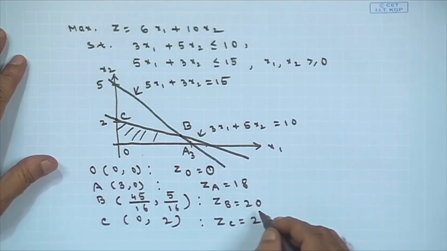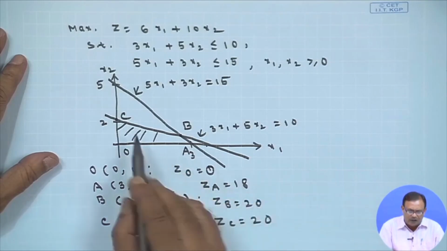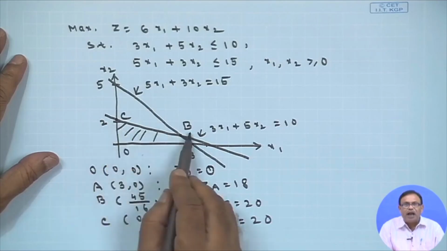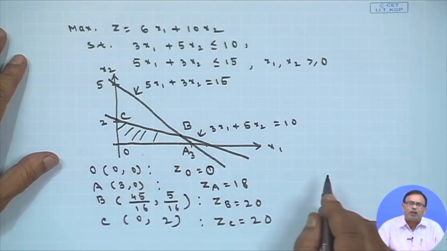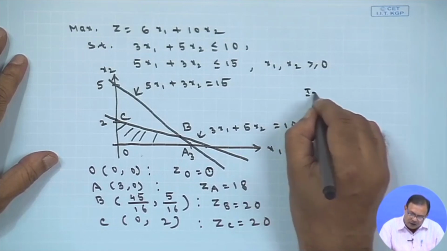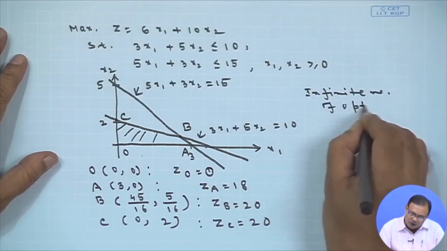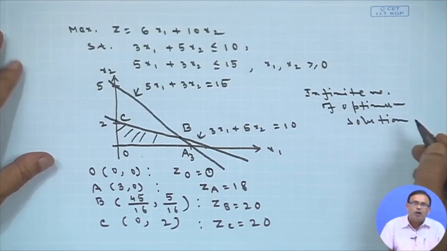So, therefore, what happens here? It is not that there is only a unique solution, there may have more than one solution, and since this is a convex set, therefore, if you join this line B and C, any point you take on B and C, that also will give you the maximum value of the objective function. Or in other sense, for this particular problem, you have infinite number of optimum solutions. Please note this one. We have the infinite number of optimum solutions.